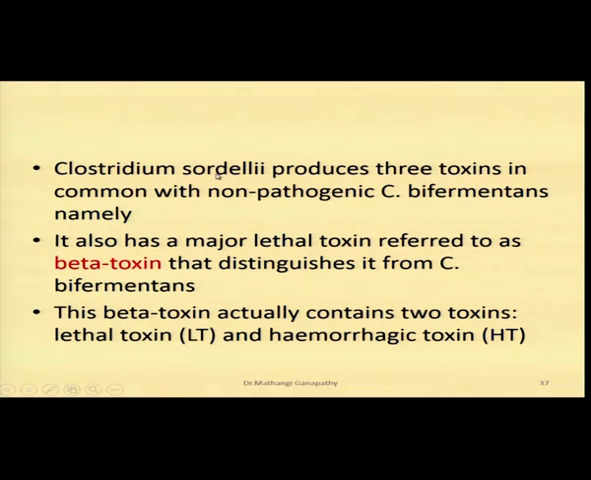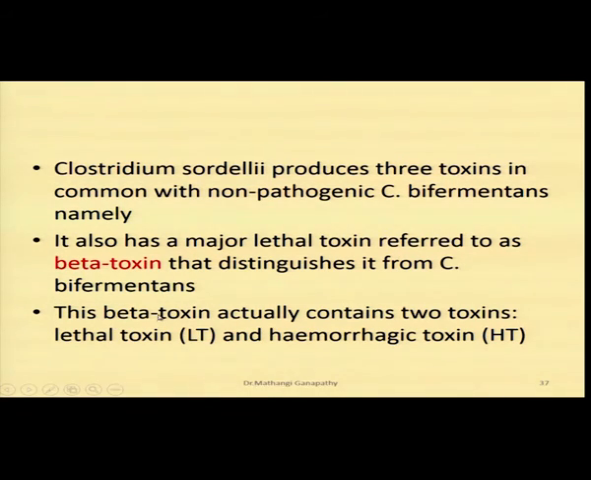Clostridium sordellii produces 3 toxins in common with the non-pathogenic Clostridium bifermentans. This also has a major lethal toxin called the beta toxin, and the presence of this beta toxin distinguishes it from Clostridium bifermentans. To distinguish between Clostridium sordellii and Clostridium bifermentans, we look for the presence of beta toxin. If there is beta toxin, it is sordellii. If there is no beta toxin, then it is Clostridium bifermentans.